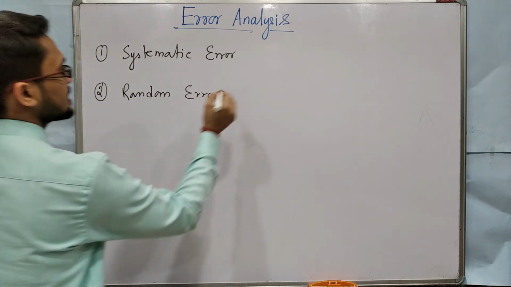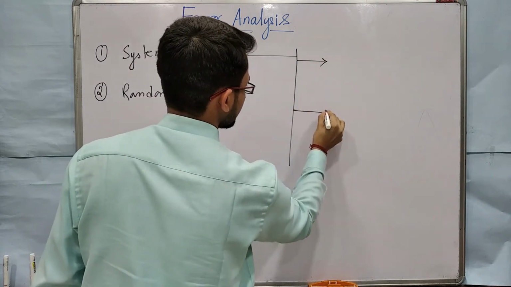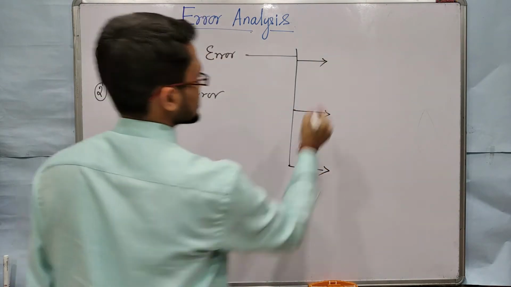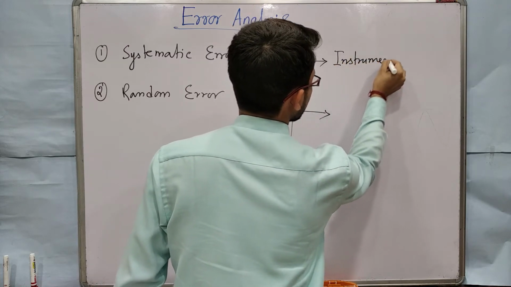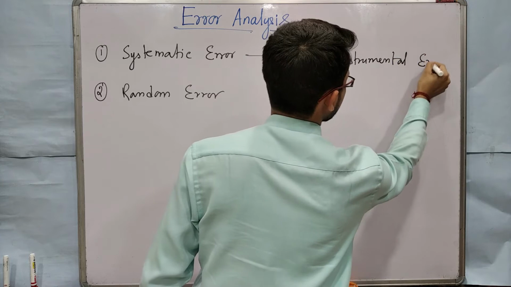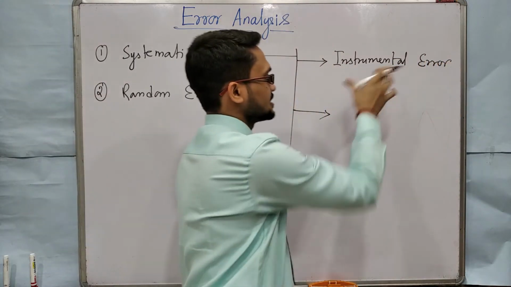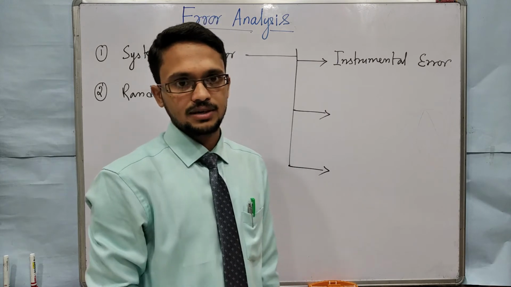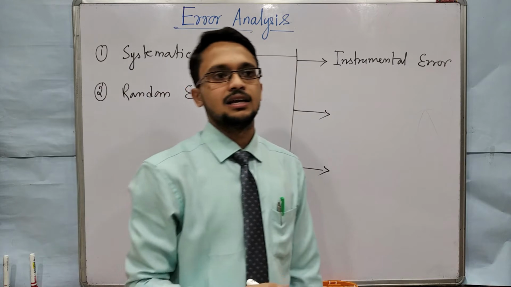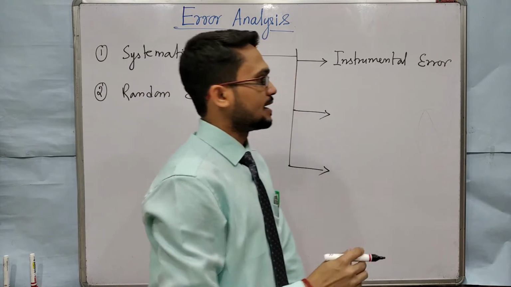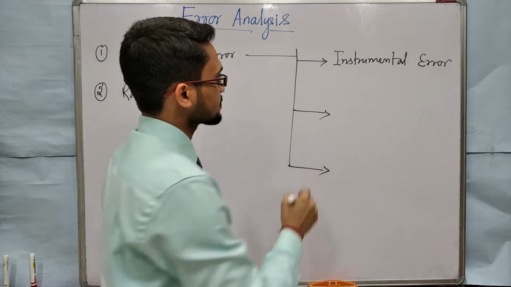So this systematic error can be subdivided into three parts. First one is instrumental error. What is this? This error comes from the instrument, from the zero error of vernier scale, meter scale, screw gauge, and the condition of the instrument.